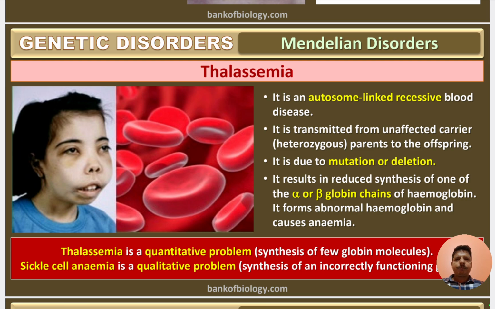here you can see it is an autosomal linked recessive disease transmitted from unaffected carrier parents to the offspring due to mutation or deletion. It results in reduced synthesis of one of the alpha or beta globin chains in hemoglobin. It forms abnormal hemoglobin and causes anemia. Here is the difference between thalassemia and sickle cell anemia. Thalassemia is a quantitative problem, with few globin molecules, and sickle cell anemia is a qualitative problem, synthesis of an incorrectly functioning globin chain.